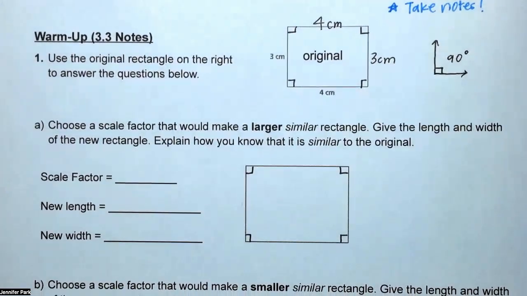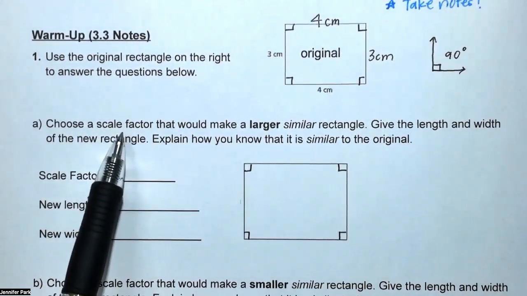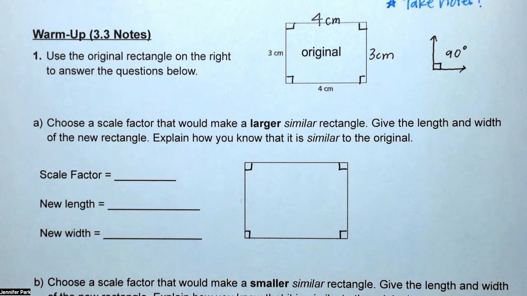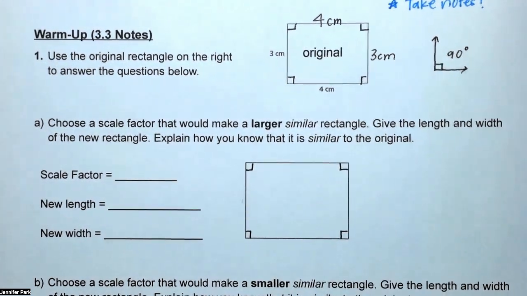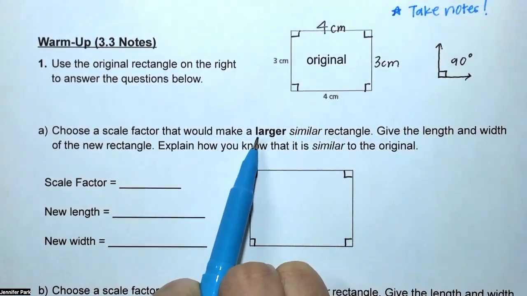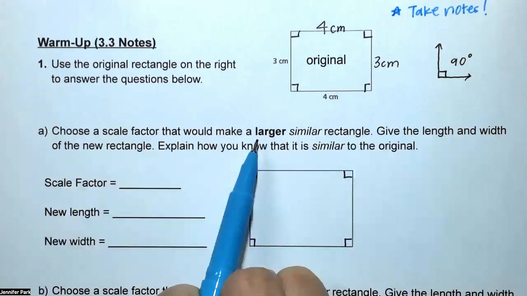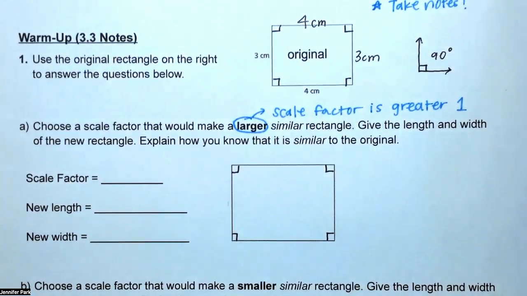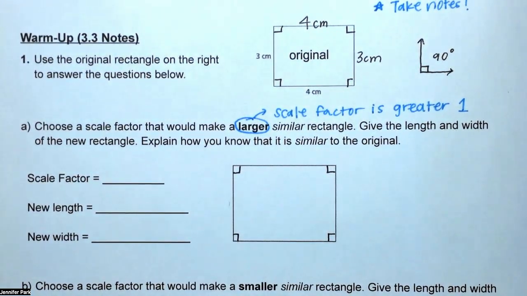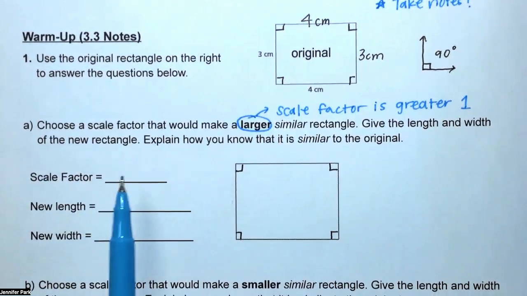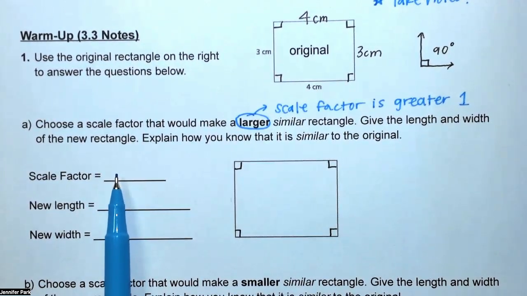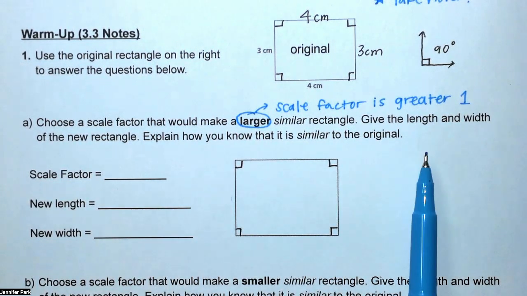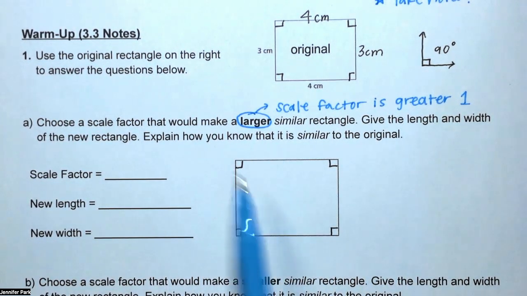Okay, so for part A, you have to choose a scale factor, any scale factor that would make this a larger similar rectangle. Now, how do you make something bigger? How do you scale up? What kind of scale factor do you need? You need a scale factor that is bigger than 1. It could be a decimal, it could be a fraction, but you should have chosen a scale factor that is bigger than 1.